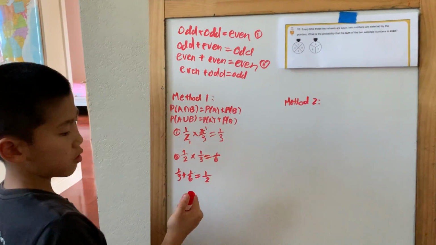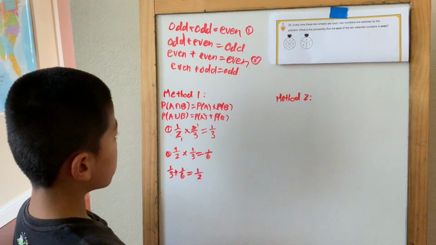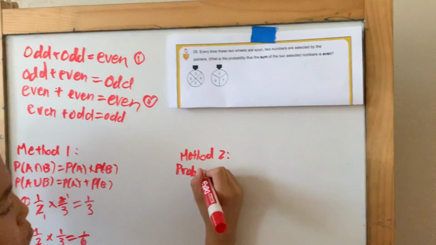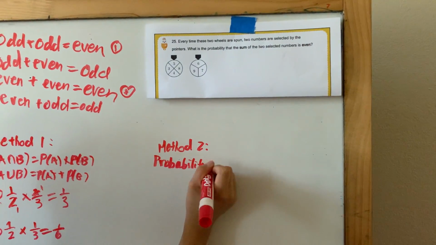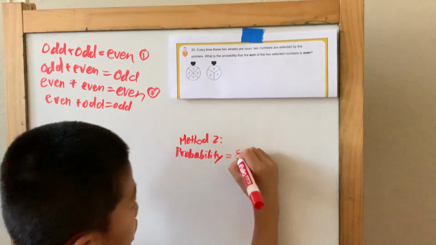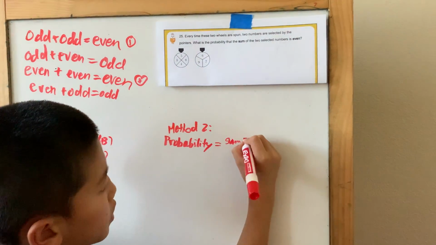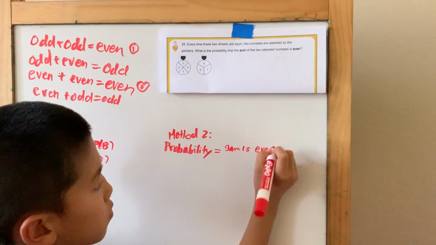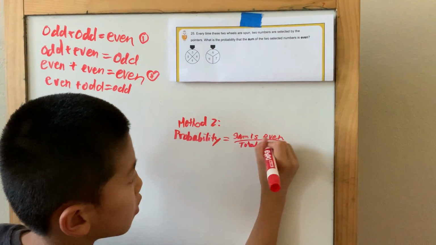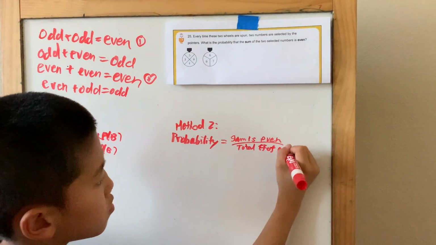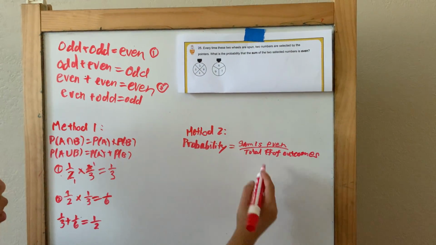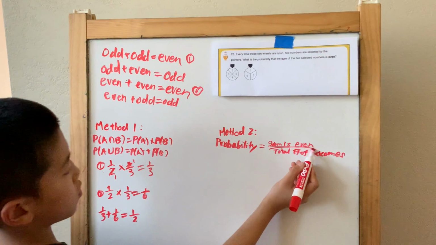Now let's move on to method 2, which we'll be using counting in. So probability equals, in this case, the number of ways for the sum to be even over the total number of outcomes. So we're going to find the number of ways the sum is even first.